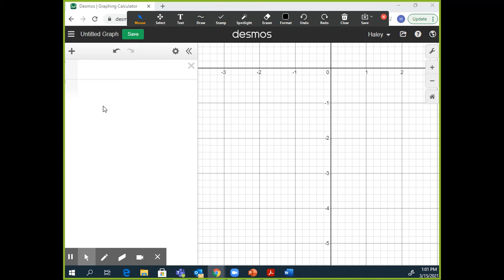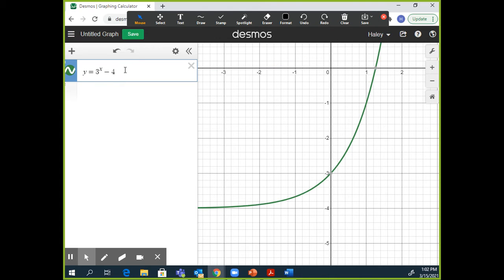All right, let's graph exponential functions in Desmos. Okay, so I'm just going to go ahead and type in a function here into the Desmos graphing calculator. Y equals 3 to the x power minus 4.